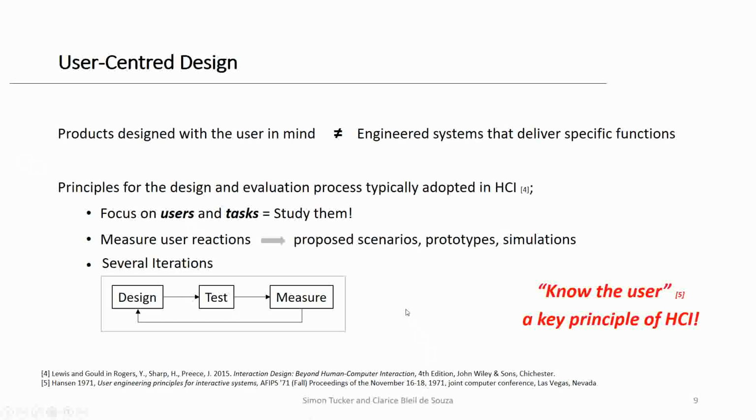When prototypes, proposed scenarios, simulations, and so on can be made, then the reactions of users are measured. So they're tested, and then following that, there are as many iterations as needed of designing, testing, measuring, redesigning, testing, measuring. The key principle that's always been there in HCI and UX and interaction design is know the user. It's a key principle.